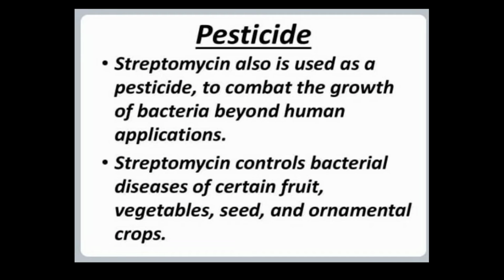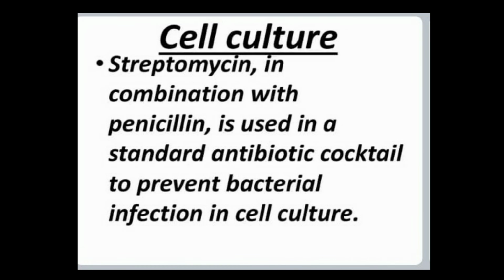Then we can see pesticides. Streptomycin is also used as a pesticide to combat the growth of bacteria beyond human applications. Streptomycin controls bacterial disease of certain fruits, vegetables, seeds, and ornamental crops. Then the cell culture. In cell culture, streptomycin in combination with penicillin is used in a standard antibiotic cocktail to prevent bacterial infection in the cell culture.